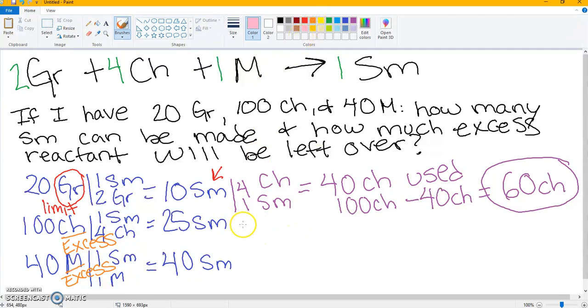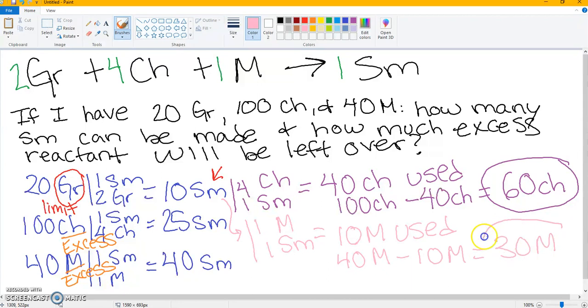And I'm just going to do it down here instead. So I'm going to start off with 10 s'mores. I go from s'mores to marshmallows. That's a 1-to-1 ratio, so I know I used 10 marshmallows. That's how many were used to create my 10 s'mores. I do my 40 marshmallows that I initially had, minus the 10 marshmallows, and I get 30 marshmallows left over.